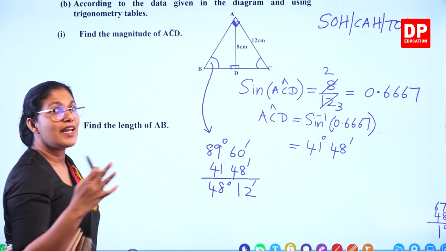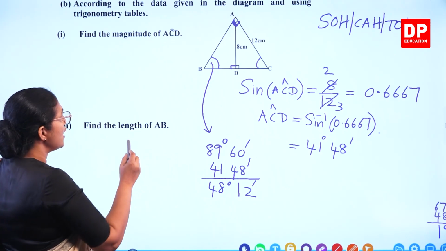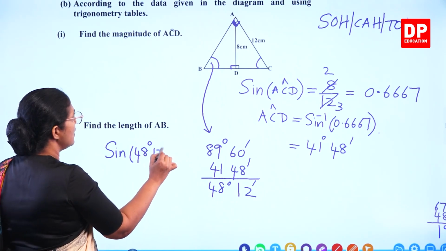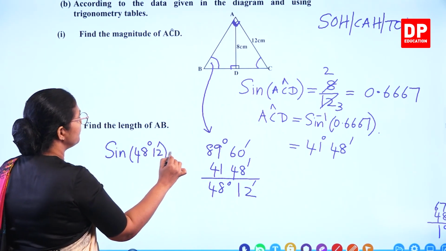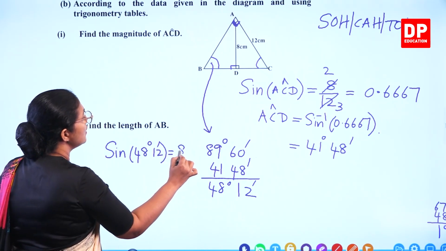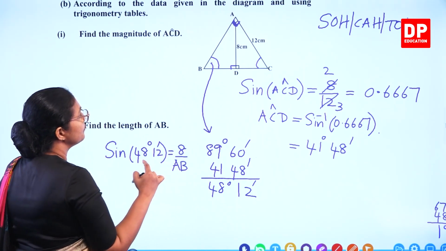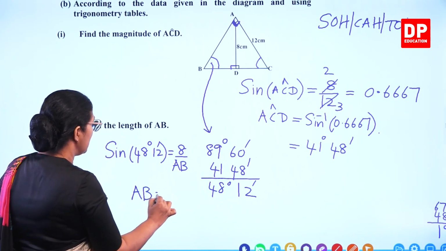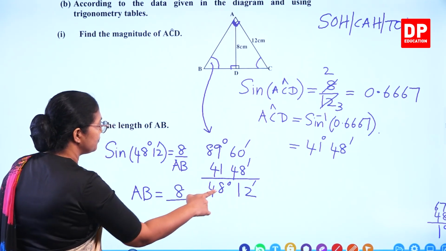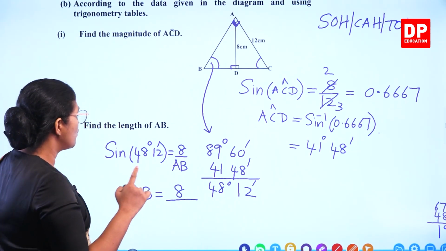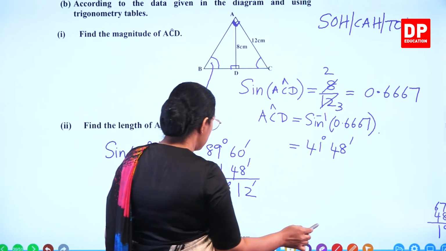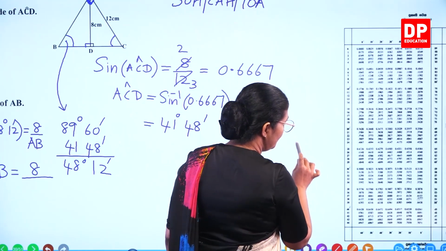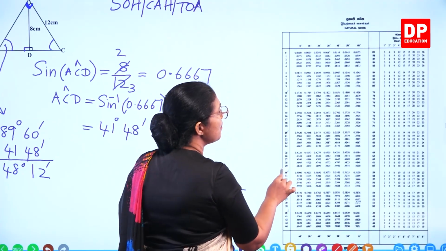AB is the hypotenuse. Again, we can use sine. So we can write sine of 48, 12 is equal to 8 over AB. So what is AB? 8 divided by sine value, sine 48, 12. So let's do that way. Refer the table and find what is sine 48, 12. You have to refer the second table.